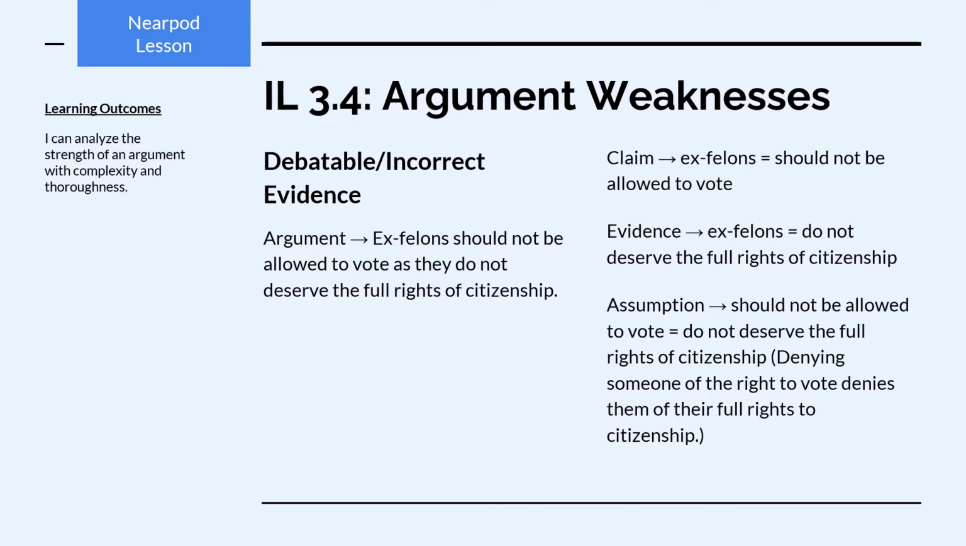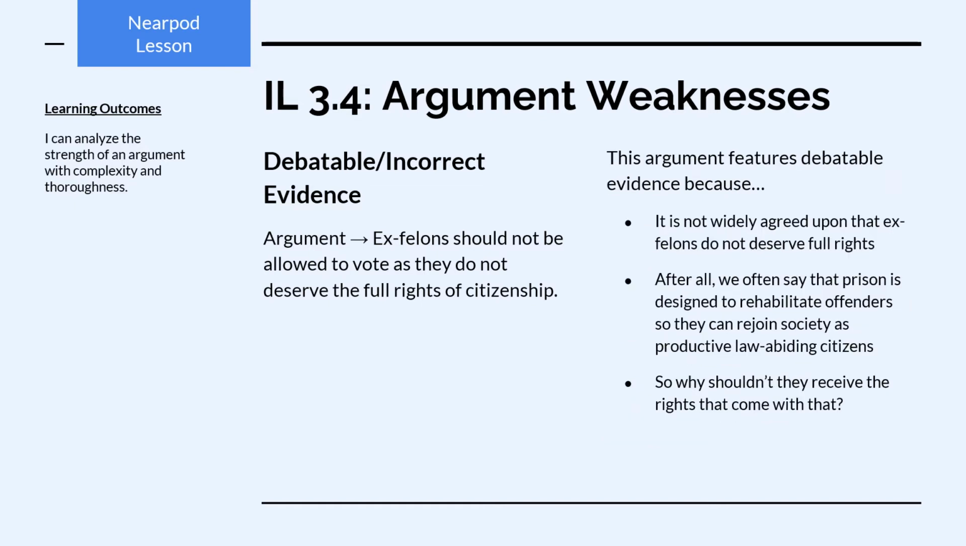Our assumption is going to be something like should not be allowed to vote equals do not deserve the full rights of citizenship. A bunch of different ways we could phrase this, but I came up with denying someone the right to vote denies them their full rights to citizenship, which makes sense. That is a logically clear thing to say. The problem here, though, is in the evidence.